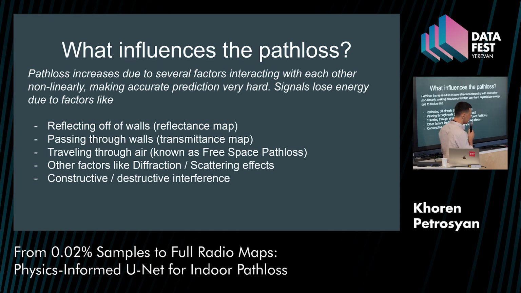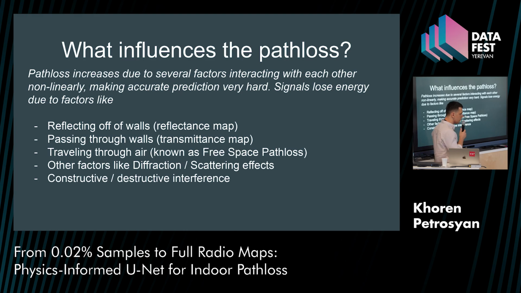Reflecting off of walls: if a radio signal hits a wall at a certain angle, it will reflect off the wall at the exact same reflection angle. It can pass through walls. It can travel through air and lose signal strength. There is what is called free space pathloss, and it describes how quickly the signal will lose energy when just traveling through air. And other factors like diffraction and scattering.